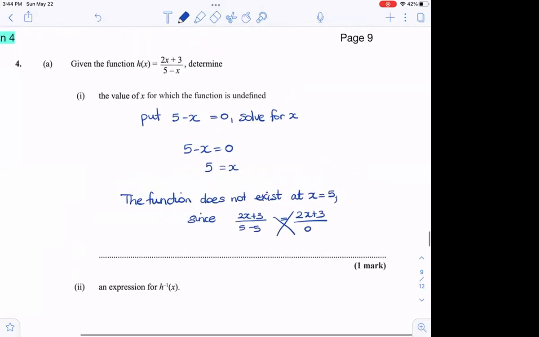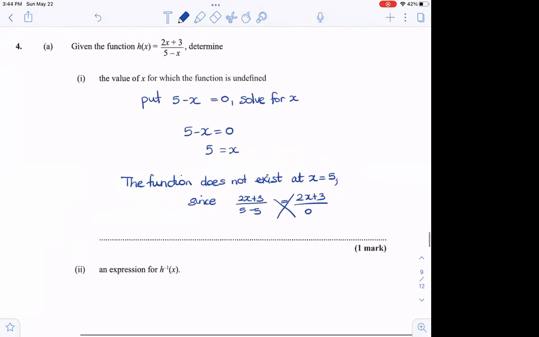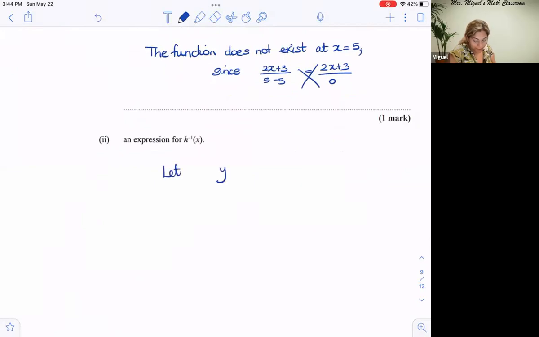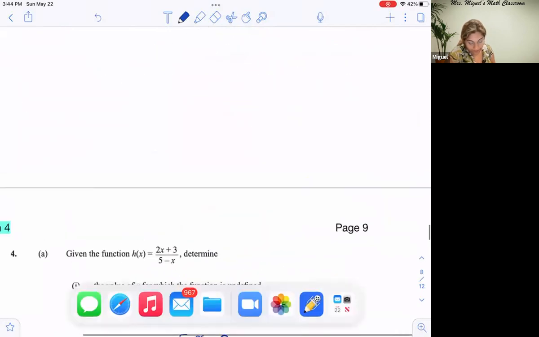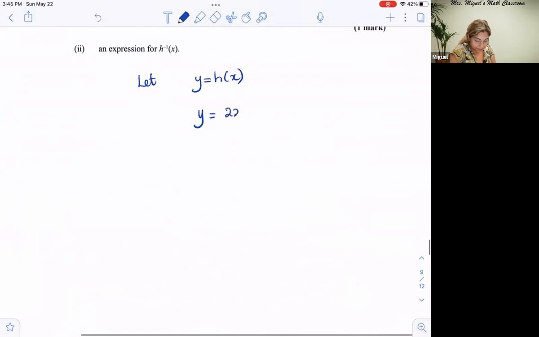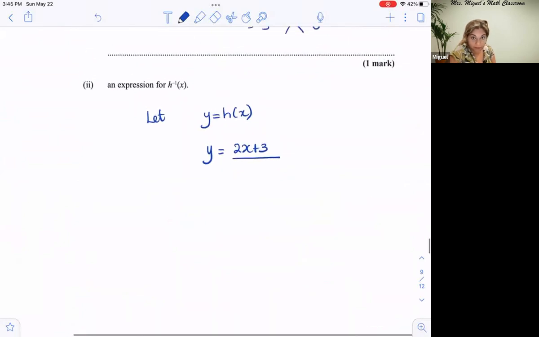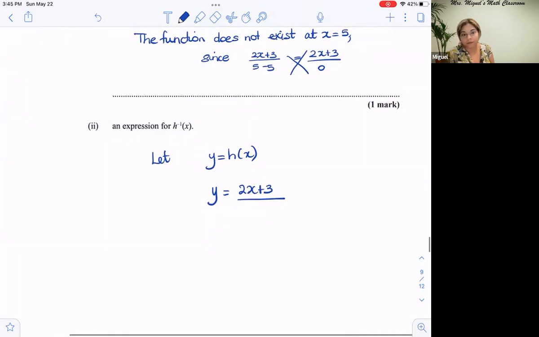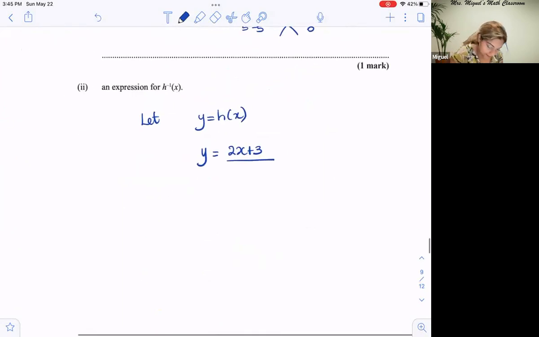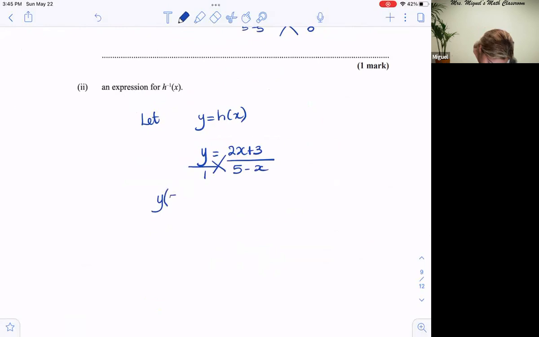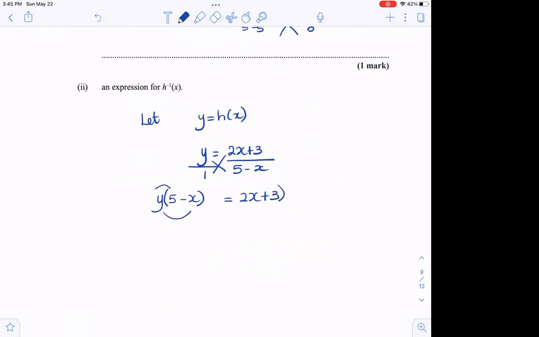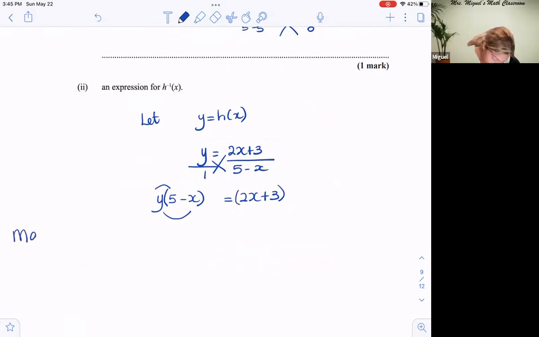The last part of today's class, we want to find the inverse. So let y be equal to h of x. So y is equal to 2x plus 3 over 5 minus x. So we're going to cross multiply. y is being multiplied by 5 minus x. This is equal to 2x plus 3. So multiply each term by y, and I want you to make x the subject.